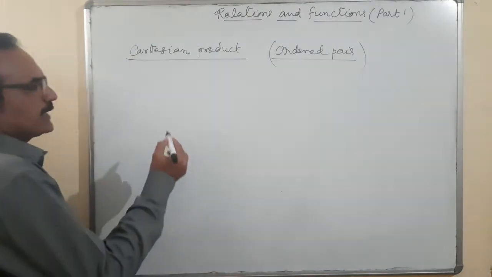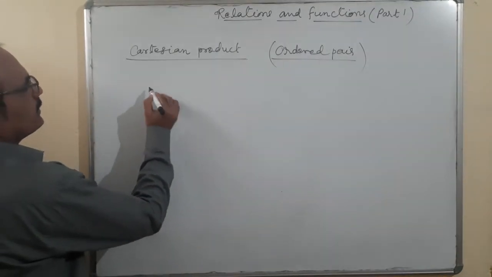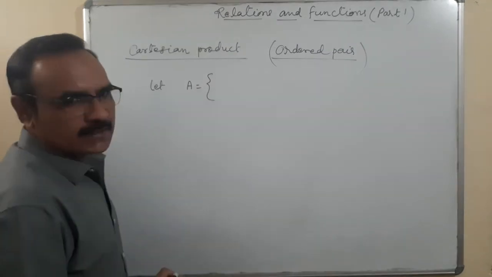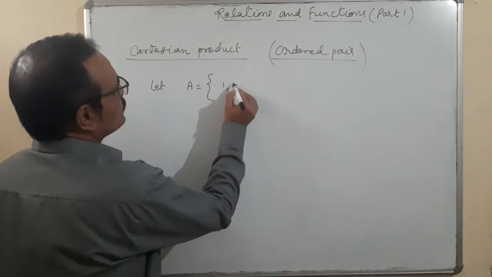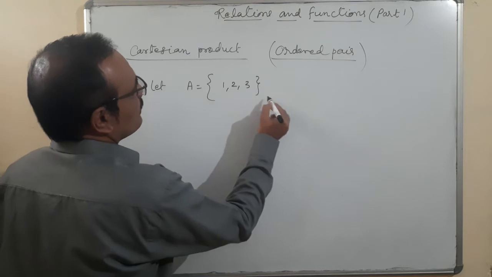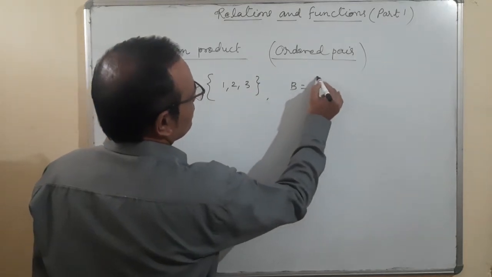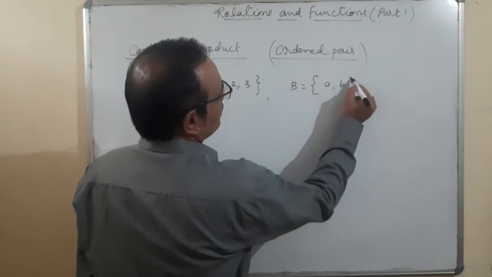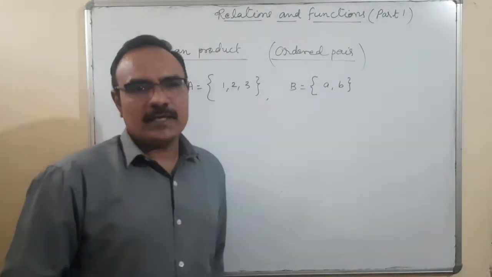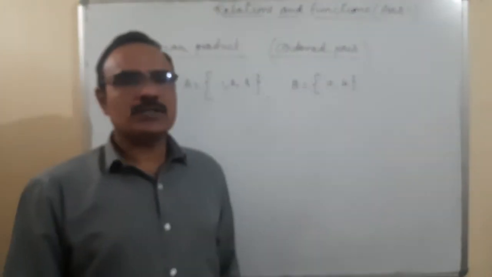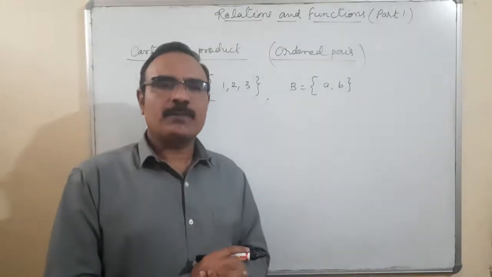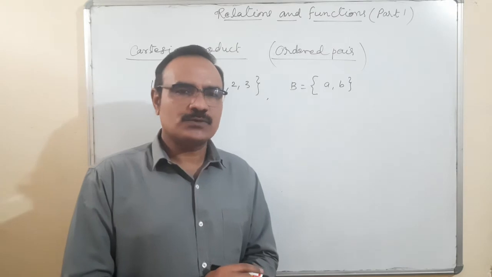Let us discuss now. Just recall set theory, the first chapter. Let A be a set having three elements 1, 2, 3. B is another set having two elements, like a, b. There are two sets A and B having elements 1, 2, 3 and a, b, and we are going to find the ordered pair or the Cartesian product of these two sets A and B.